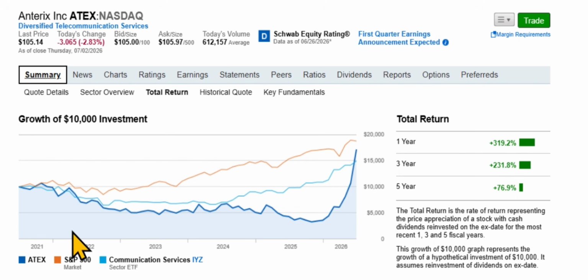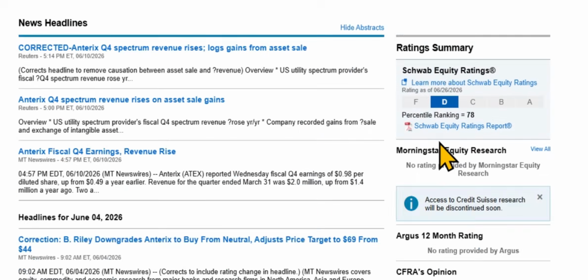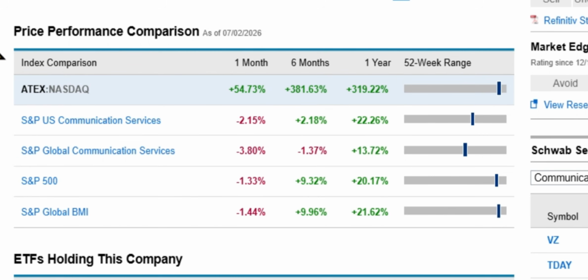So we can see that over time, it hasn't beaten either the index or the sector, but look at this trajectory. It is going up. We can also confirm that 1 year it's returned 319, 3 years 231, 5 years 76. So far it looks good, but now let's take a look in more detail at the 1 year by scrolling down. So we're at the price performance comparison chart.